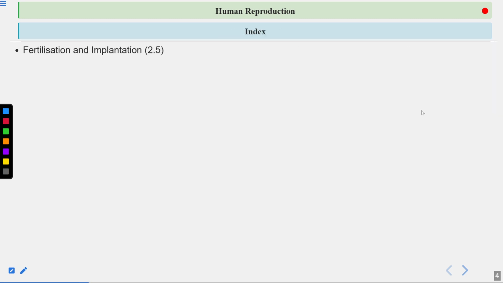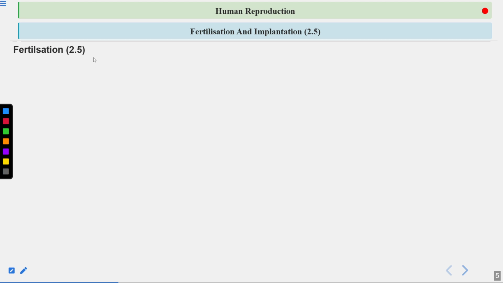Let's talk about this topic, fertilization and implantation. So we'll talk about the fusion of the male and the female gamete, which is fertilization, and how the blastocyst gets attached to the endometrium. Then we'll summarize this entire lecture. And then we'll also discuss the DPP related to this topic. Let's talk about fertilization now.